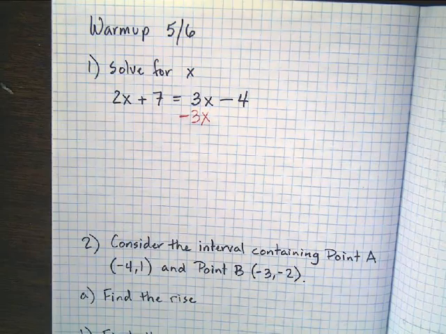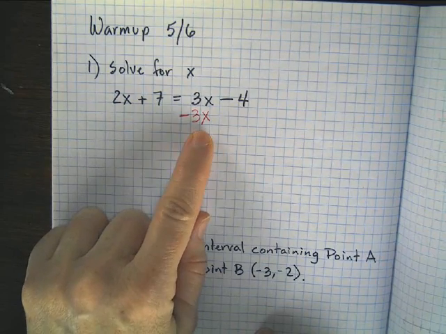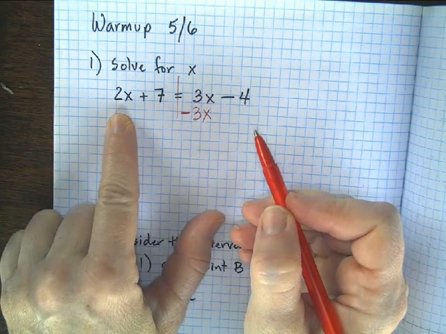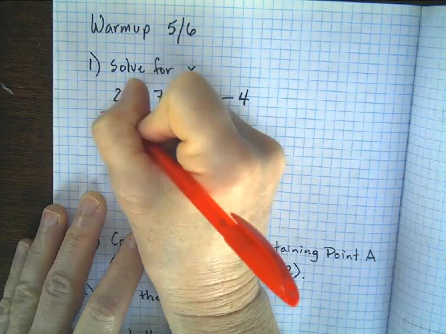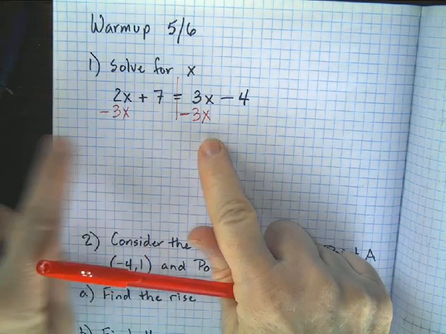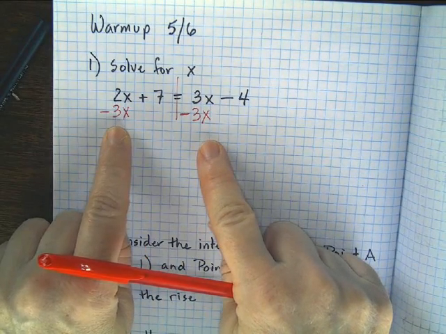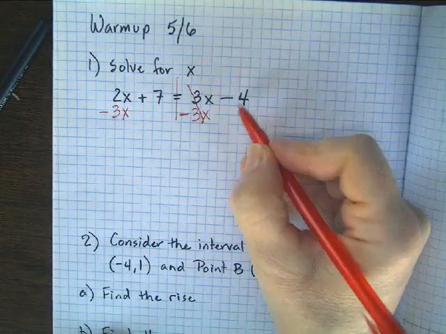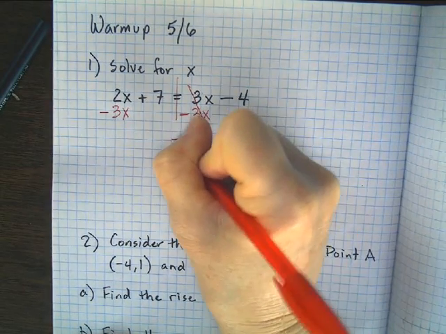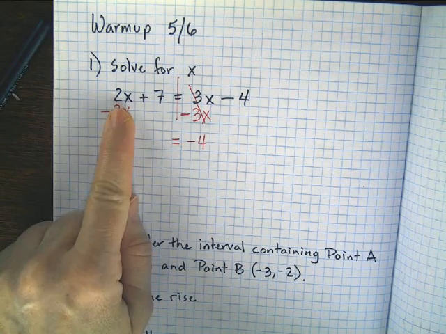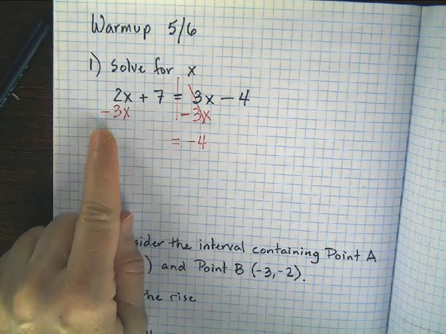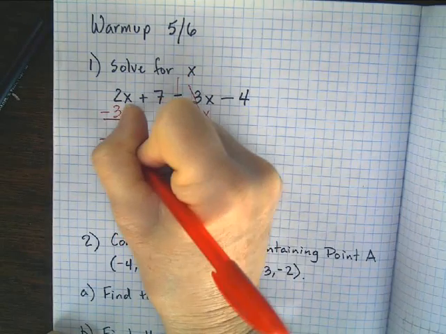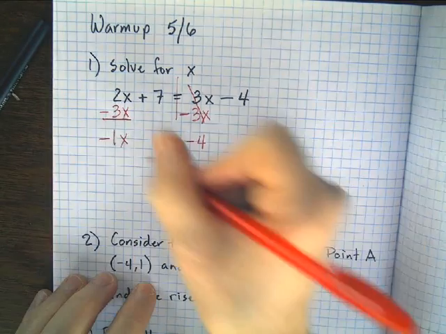It will go away. But if I minus 3x's from this side of the equal sign, I have to do the same thing to the other side to keep things equal. If I do something to one side, I have to do the same thing to the other side. All right, so 3x minus 3x just goes away, so I'm left with negative 4. And then on the left-hand side, 2x minus 3x, well, 2 plus negative 3 would be negative 1. So if I do this, I get negative 1x, but I still have my plus 7.